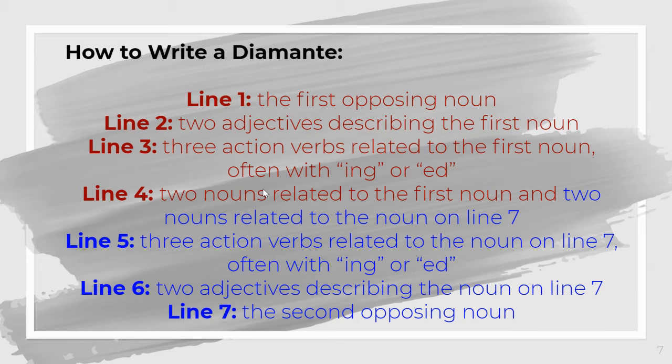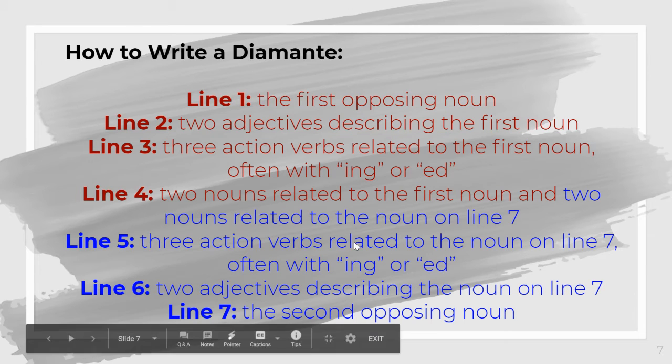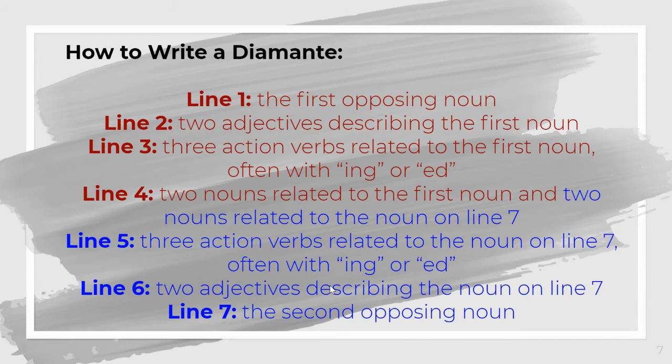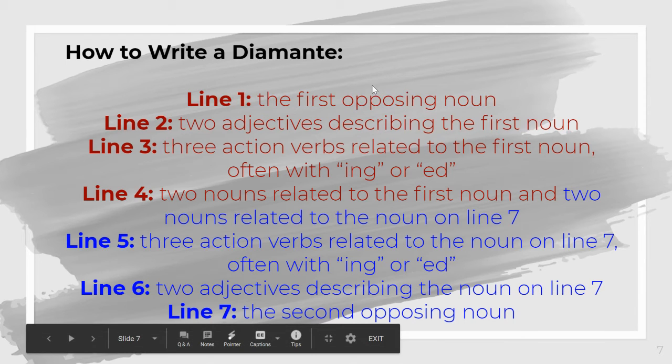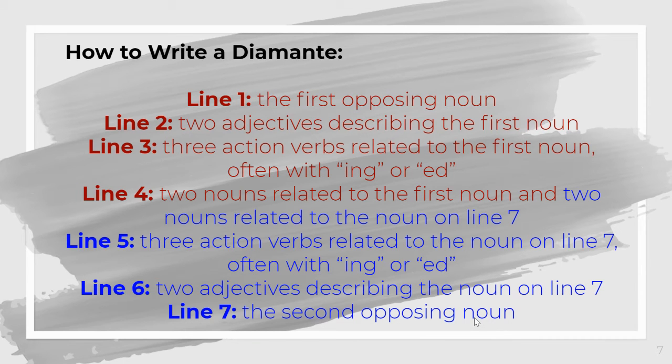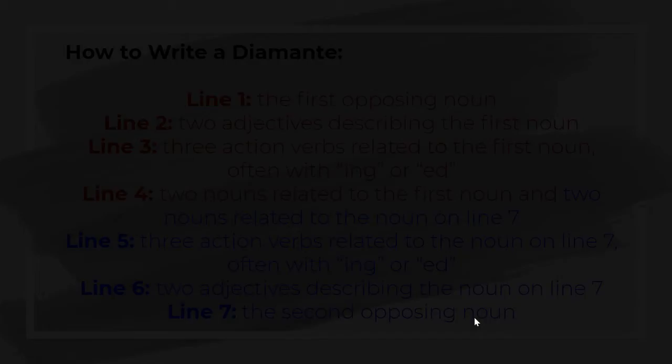And then line 4 is a little bit mixed. It usually has 2 nouns that relate to the first one from line 1 and 2 nouns that relate to the noun that's going to be later on line 7. You'll see line 5 is a mirror of line 3 with the action verbs, except it talks about the second noun that's on line 7. Same with line 6 and line 2. They are mirrors of each other with adjectives describing the noun, but the one with line 2 describes the first noun, and on line 6, it describes the second noun. This will make more sense when you get started.